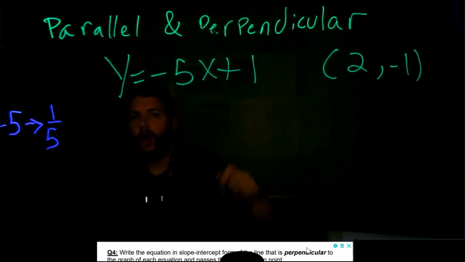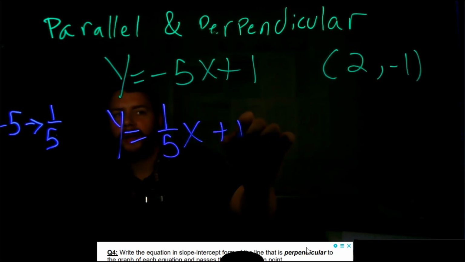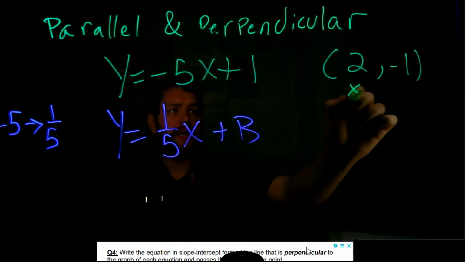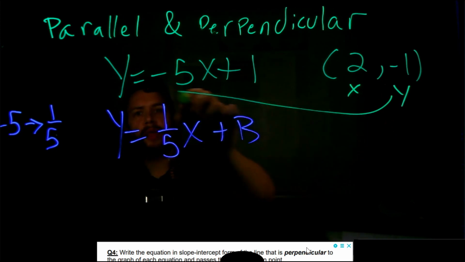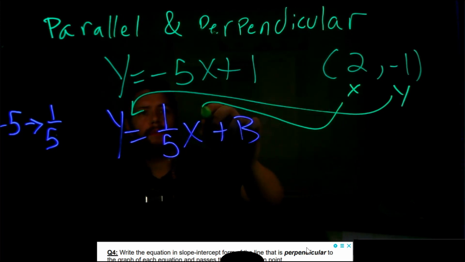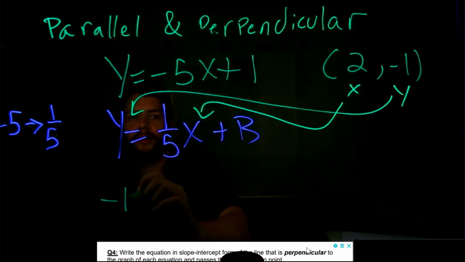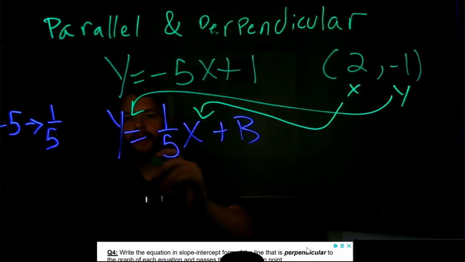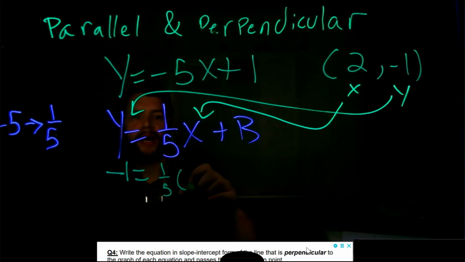So I know my equation will be y equals 1/5 x plus b. I don't know what b is. And that's when we're going to bring our x and our y value in from here, and we are going to just plug them in. So here we go. We'll do negative 1 equals, I don't know if I have room for all this. Let's move this up some. Negative 1 equals 1 over 5 times 2 plus b.